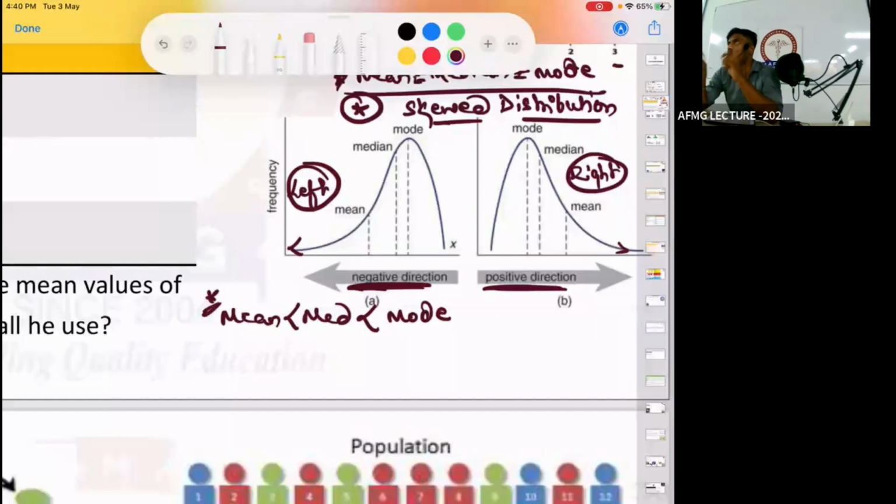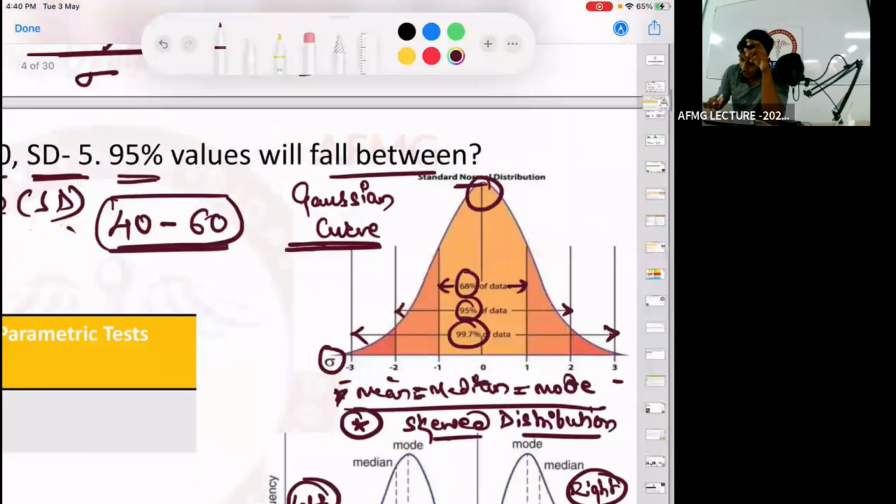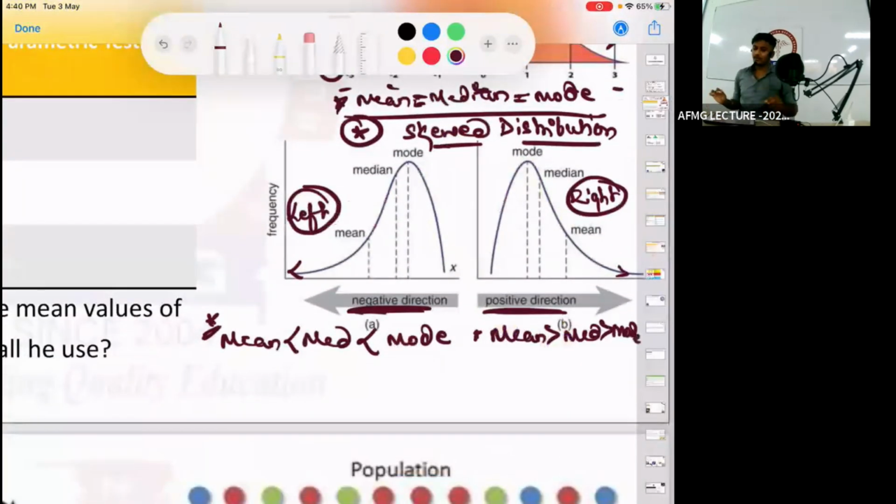Whereas on the other side, a right skewed graph or a positively skewed graph, here mean would be more than median, and median would be more than mode. No issues with this, anybody? Remember: mean less than median less than mode is seen as left skewed graph. Mean more than median more than mode is seen as right skewed graph. Mean equal to median equal to mode is seen as normal or Gaussian curve.